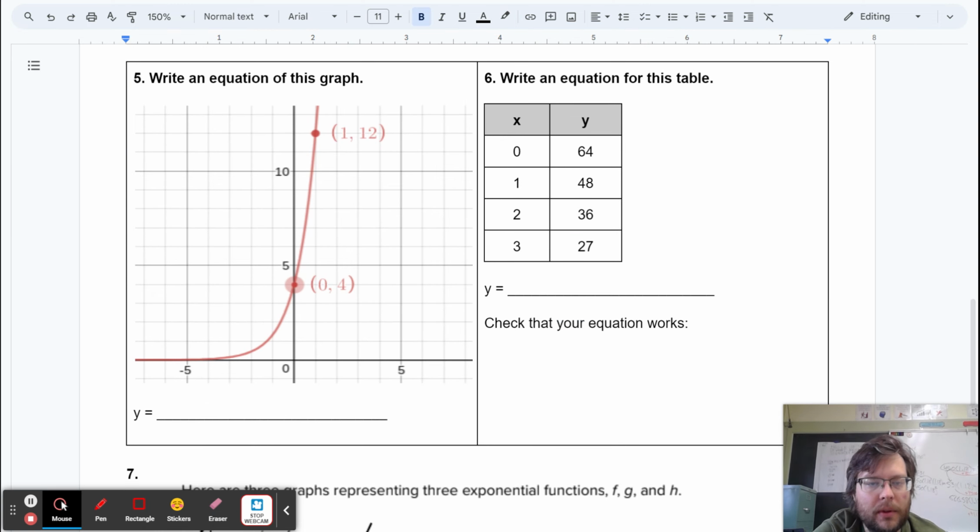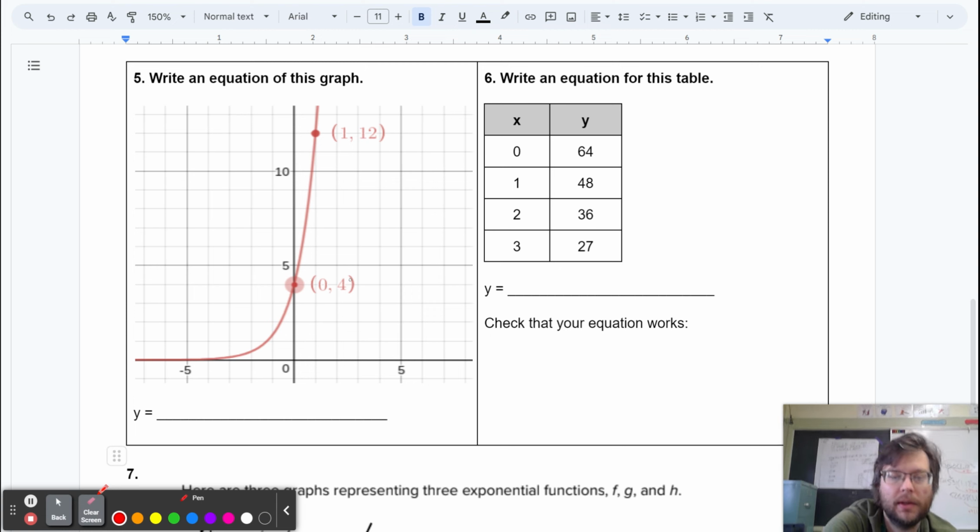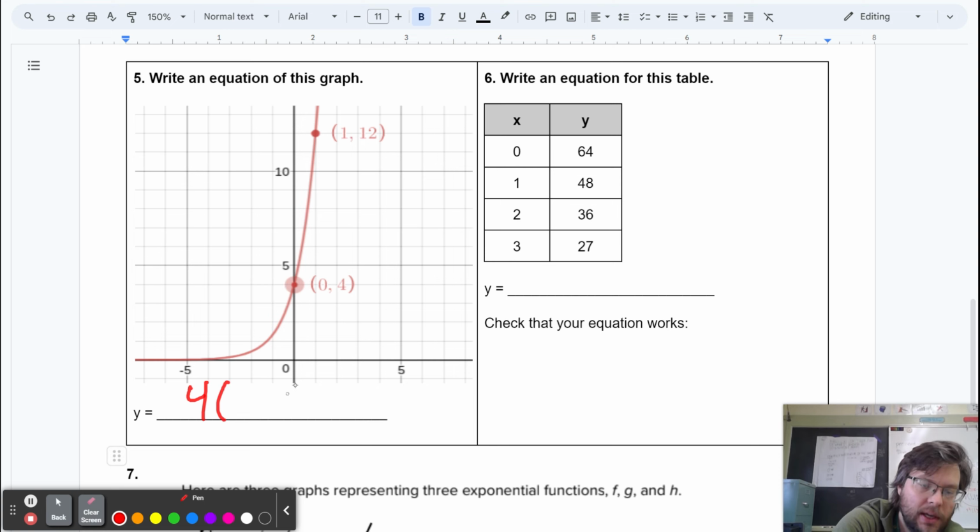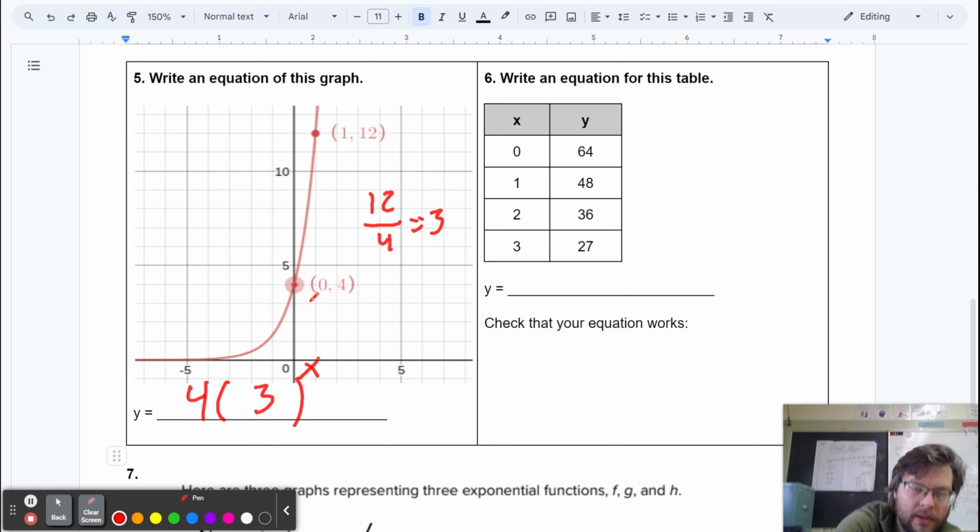Moving on down, we have a graph and a table. I remember that all I need to know for an exponential function is what does it start with and what does it multiply by. This one starts with 4. That's the y-intercept. And if I go 12 divided by 4, I get the multiplier of 3. So 4 times 3 to the x is the correct answer for that graph.